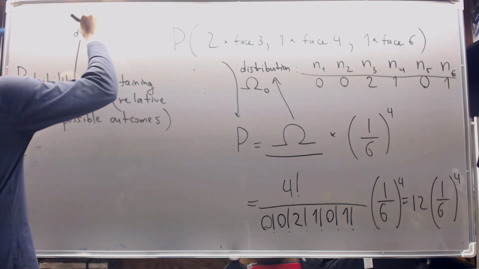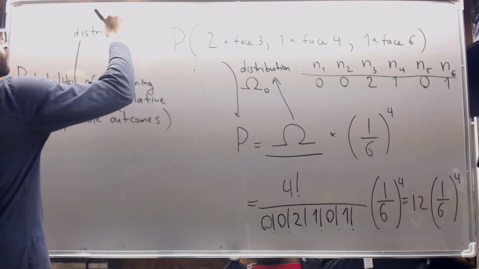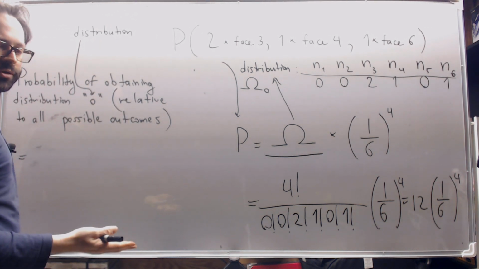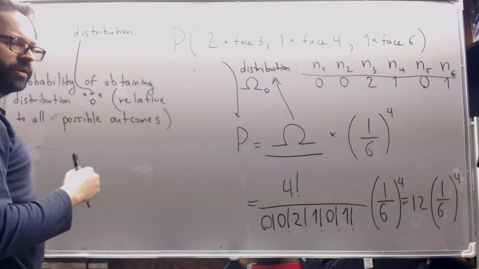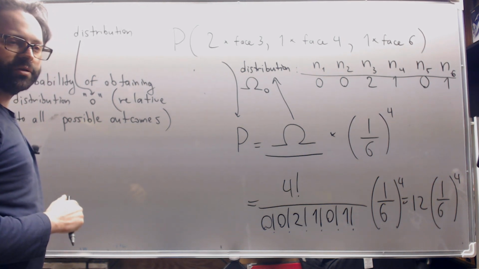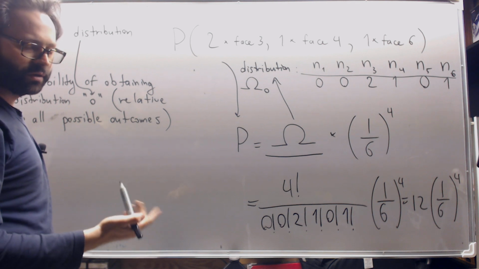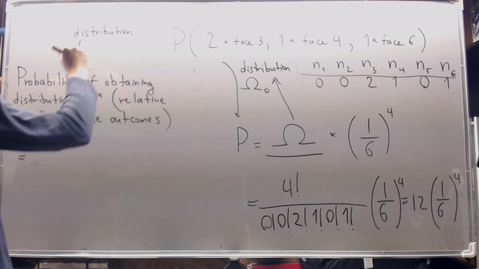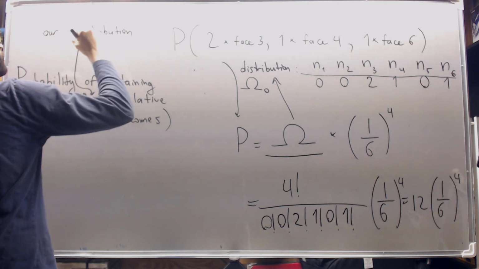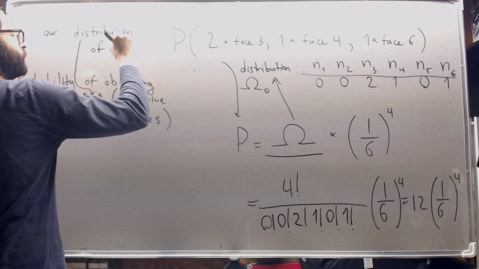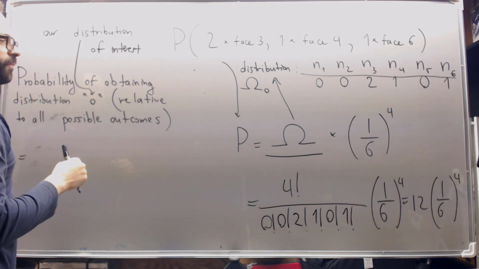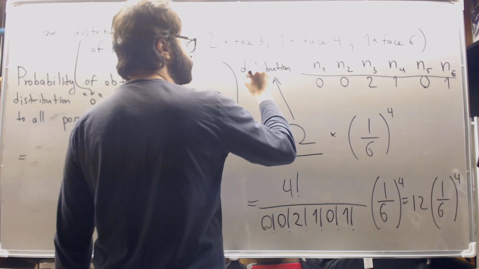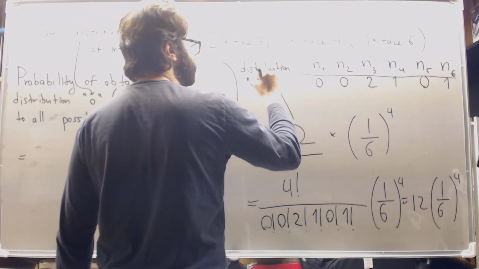This is our distribution of interest. I shouldn't confuse the concept of the distribution with the number of ways of achieving that distribution, the number of outcomes that give rise to that distribution. That's omega. This is the label of the distribution. We called it 0. Our distribution of interest. And over here, I should in fact just label it as distribution naught.